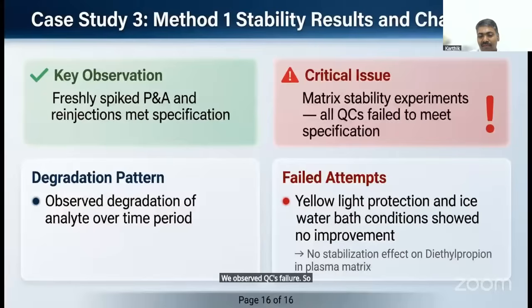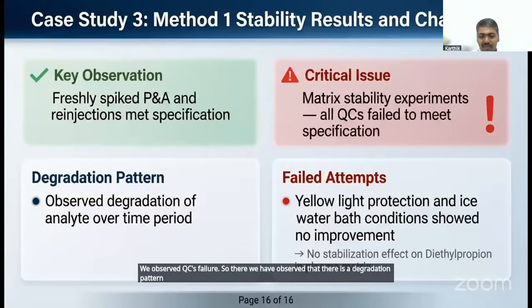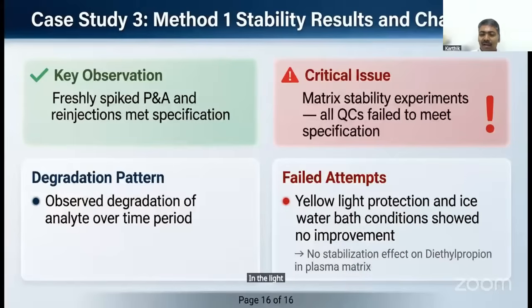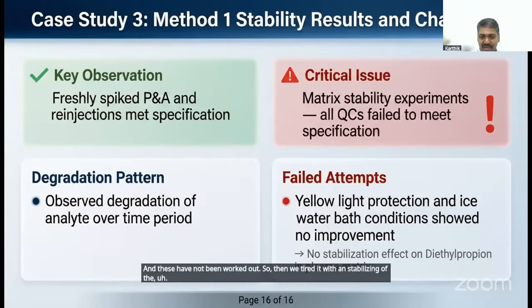So there we have observed that there is a degradation pattern of the analyte over the period of time. We made a few changes, like keeping it in an ice water bath or under yellow light conditions, and tried it, but these did not work out. So then we tried stabilizing the plasma before extraction.